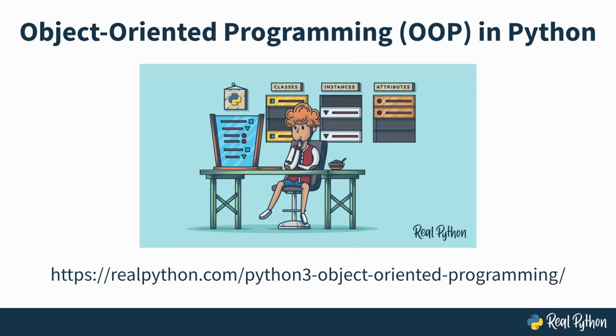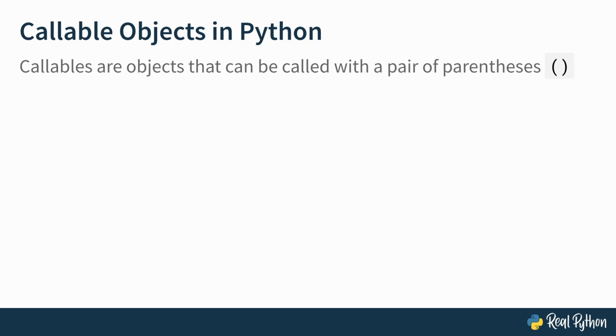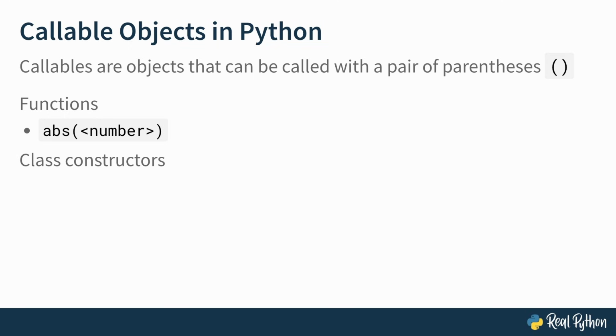All right, next up, let's dive deep into the concept of callables in Python. Callables are objects that can be called with a pair of parentheses. Some callables accept arguments passed between the parentheses when calling. Others take no arguments. Some of the common callables you'll see in Python include functions, like the absolute function. When called, it takes in a number and returns its absolute value. Class constructors, like set. Set returns an object of the set class. As an optional argument, it takes an iterable to convert into a set. Without this argument, it returns an empty set.